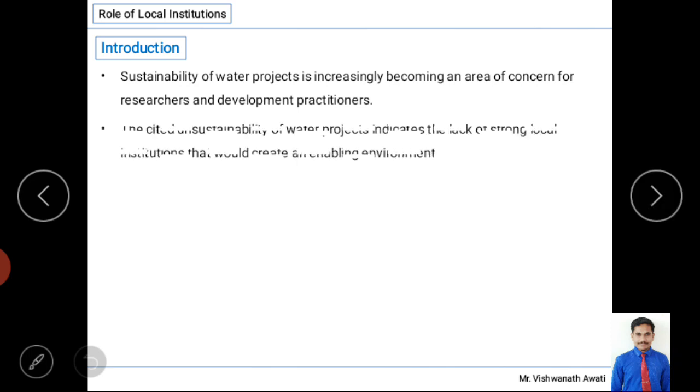Why, we'll discuss, right? The cited unsustainability of water projects indicates the lack of strong local institutes that would create an enabling environment. That is, there is no strong local institute. We have an institute at the state level, or the regional level, or the national level. So what about the local level, who will take care of it? That is why they use the words strong local institute that would create an enabling environment. We studied in our integrated water resource management what enabling environment means. It means making such a good environment that people come and participate and get good performance. That is called the enabling environment.